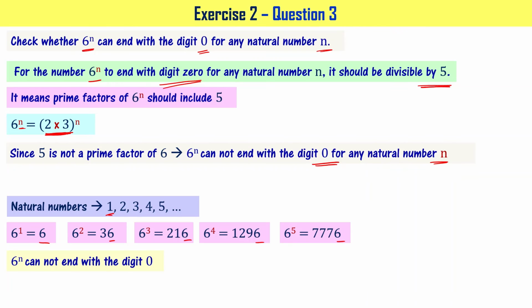right? Otherwise, based on the fundamental theorem of arithmetic, we have shown that since 5 is not a prime factor of 6 or 6 power n, we can say that 6 power n cannot end with digit 0 for any natural number n. Got it?